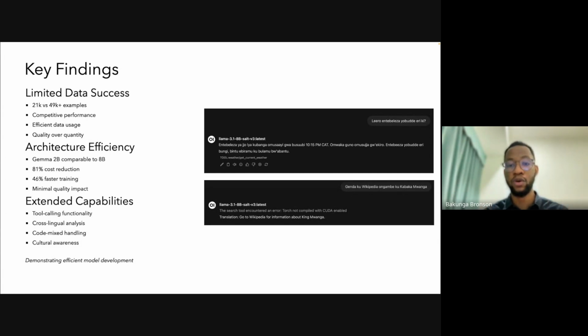handling, and cultural awareness. So I tried one of the instruct models, the Gemma 2B instruct model, and I asked it, can you tell me the weather prediction for today? I didn't expressly tell it that it should use a tool, but I did give it access to one of the tools, and it went ahead and used, you can see right there, the get current weather from the weather tool.